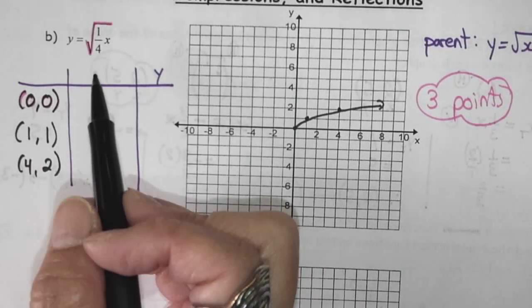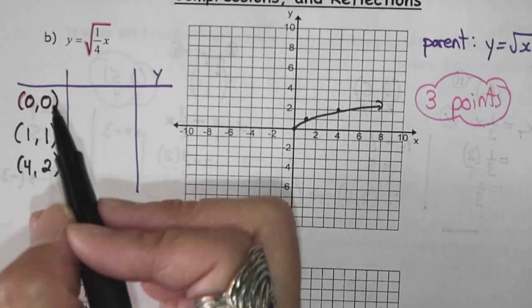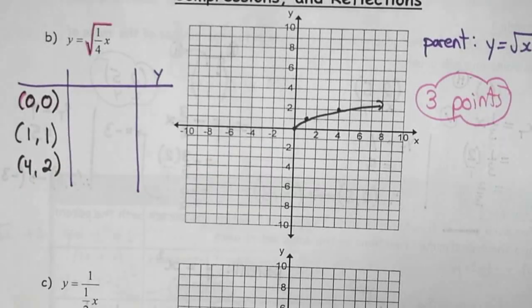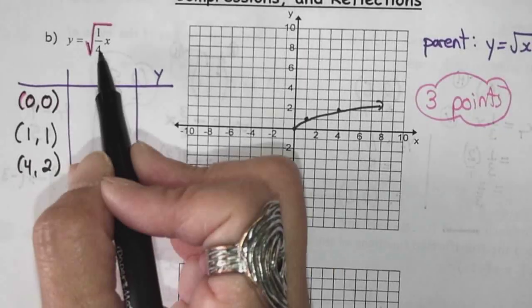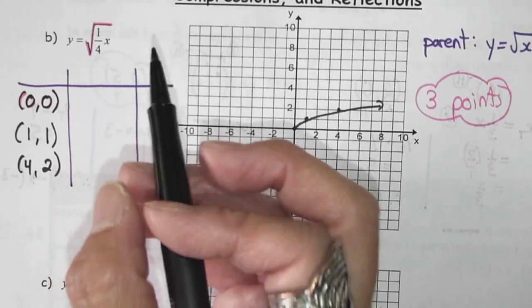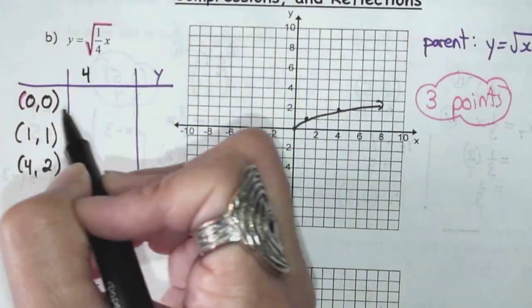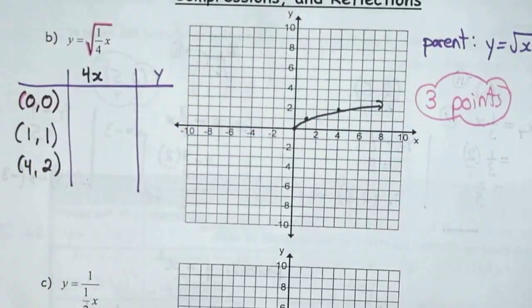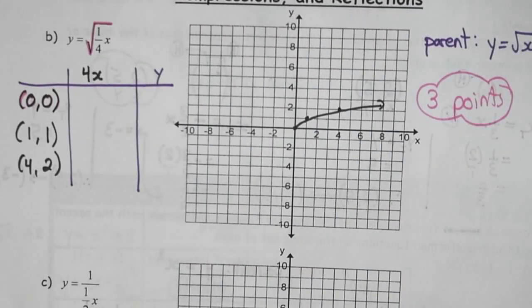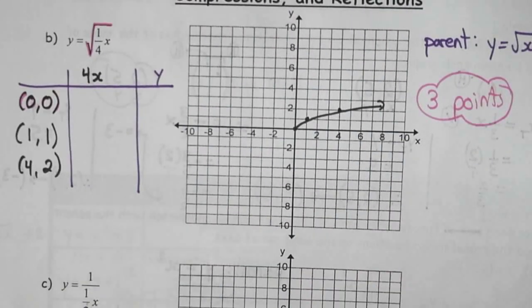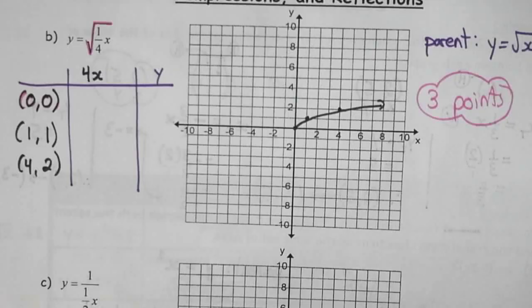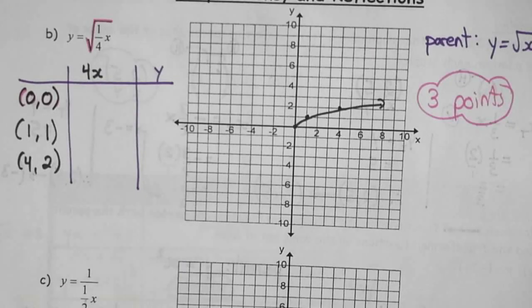So my formula for this transformation would be, what do I do to the x? Not 1/4, but 4. The reciprocal times x. I'm stretching it horizontally by 4. Okay, so then take my values. I'm going to plug them in, put them in here.